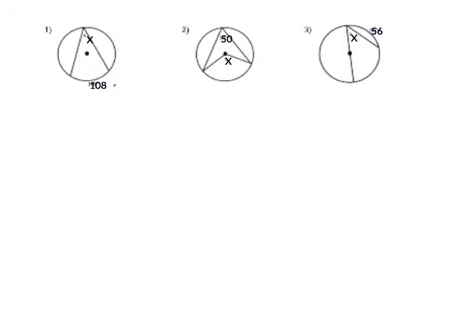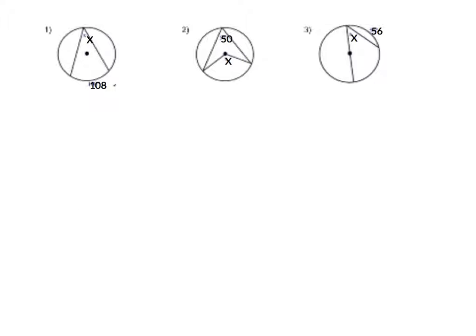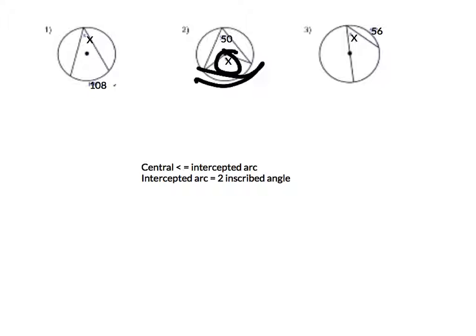Number 1 is easy. We can see that 108 is our intercepted arc and x is our inscribed angle. So half of 108 would be equal to 54. For the next problem, you have to reach from past knowledge. We can see that x is a central angle, and we know that the central angle will be congruent to the intercepted arc. So in this case, you just cross out the middleman, and you'll see that the central angle will be 2 times the inscribed angle. So 2 times 50 is going to be equal to 100.